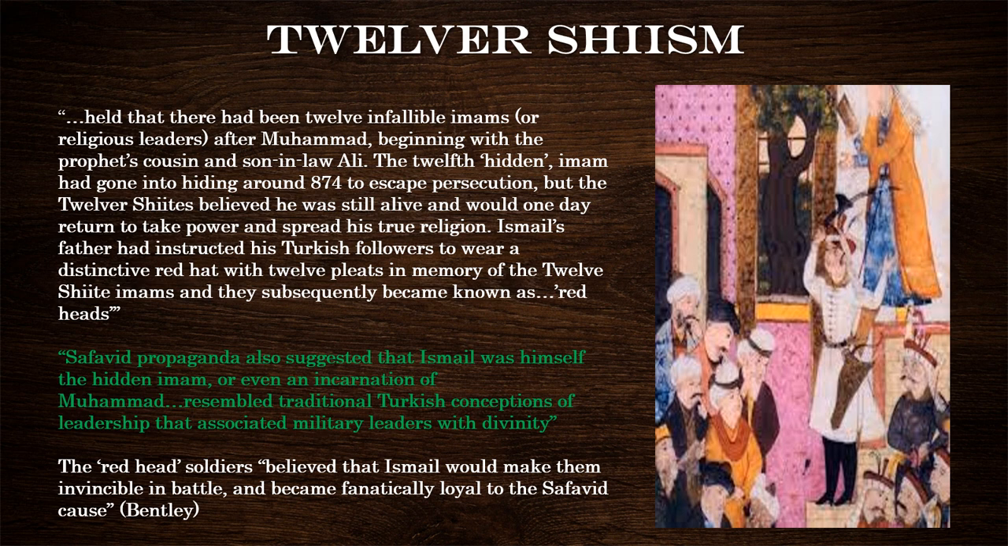Twelver Shiism is the more specific brand of Shiite Islam that was practiced here, which is quite interesting. According to Professor Bentley, Twelver Shiism holds that there had been 12 infallible imams, or religious leaders, basically meaning the leader of Islam, at least in theory, after Muhammad, beginning with the Prophet's cousin and son-in-law, Ali.